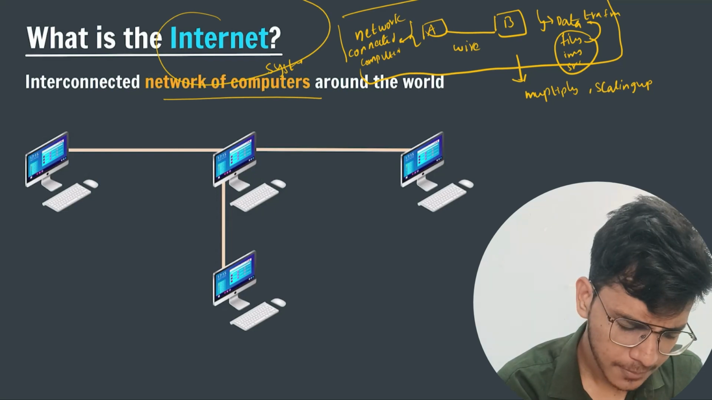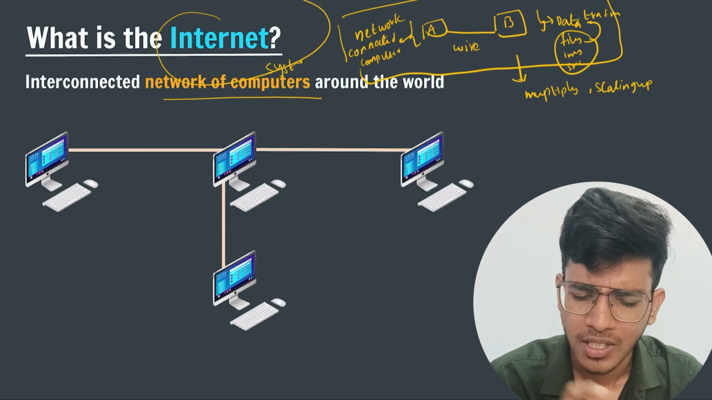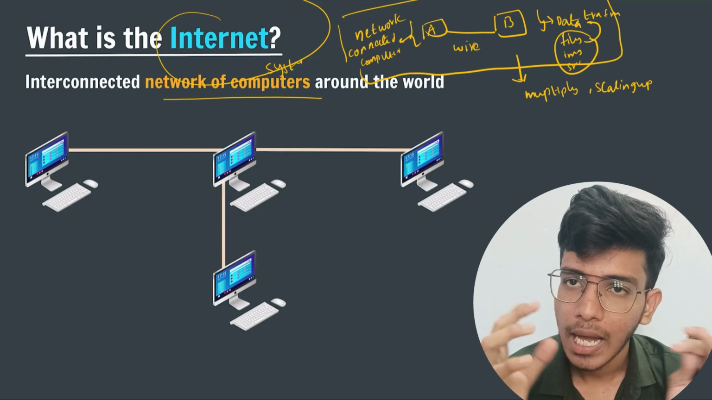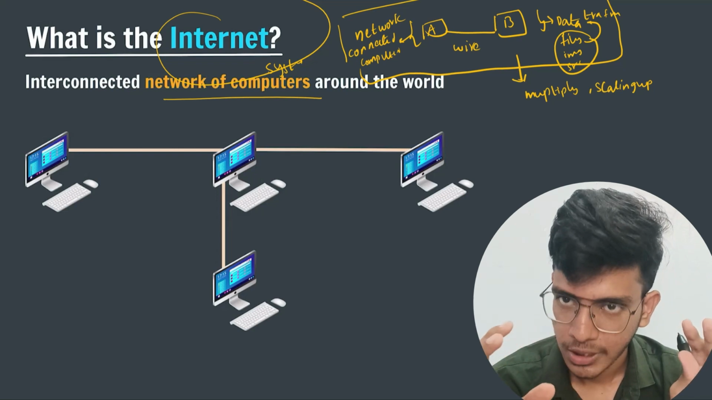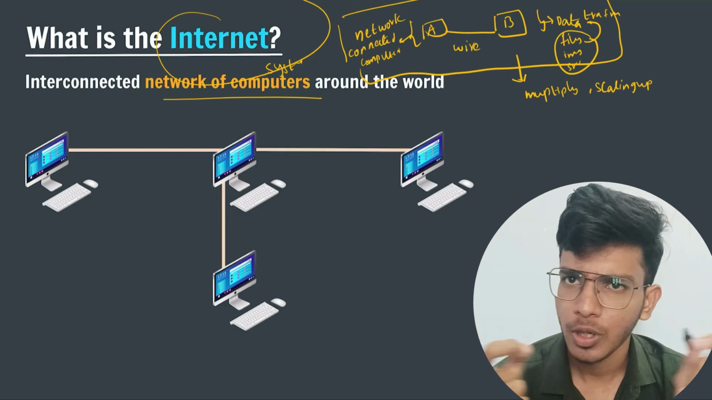The simple definition of the internet is that thousands of computers are connected with one another, and this connection we call the internet. Okay, I hope you are clear.